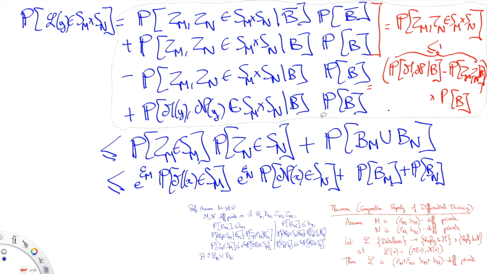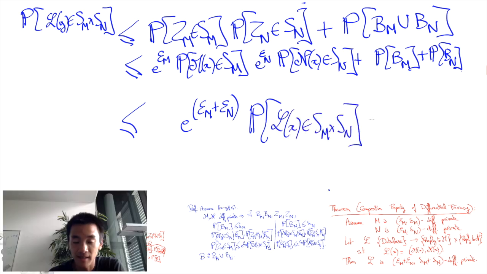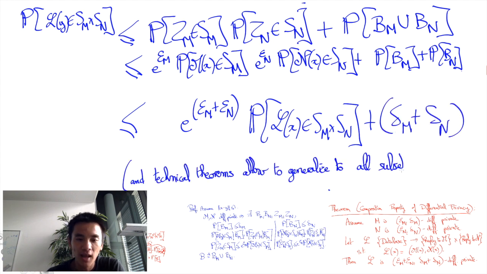And eventually we retrieve e to the epsilon M plus epsilon N times the probability that M of X and N of X are in Sm times Sn plus delta M plus delta N, and this corresponds exactly to saying that the mechanism L is epsilon M plus epsilon N, delta M plus delta N differentially private. QED.